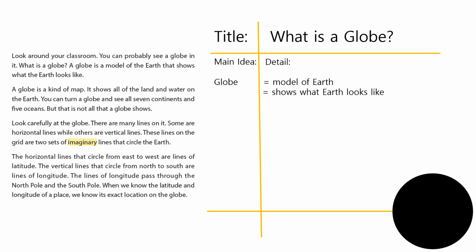그럼 다시 여기로 돌아와서 두 번째 문단의 가장 중요한 내용이 뭘까요? Good. We can see all the 7 continents and 5 oceans. Then what is our main idea? It's kind of a map. Wonderful. So let's try to write it down. We have a map. We have a kind of a map. And it shows all of the land and water. Shows land and water. And how many continents did we have? 7 continents and 5 oceans.